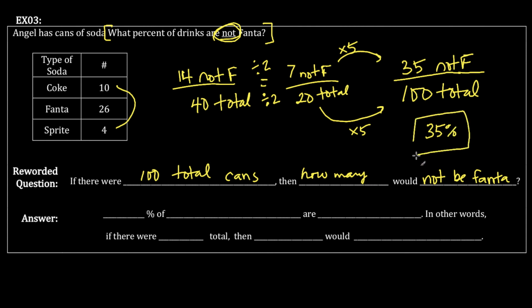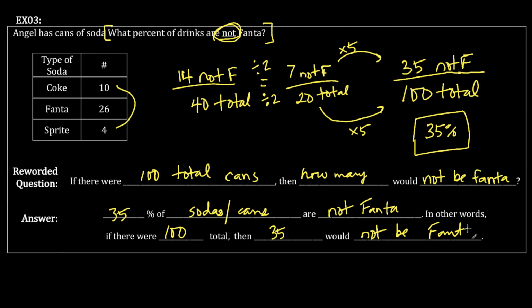So 35% of sodas, or cans, are not Fanta. What this means is that if there were 100 total sodas, then 35 would not be Fanta. And that is it. Thank you.